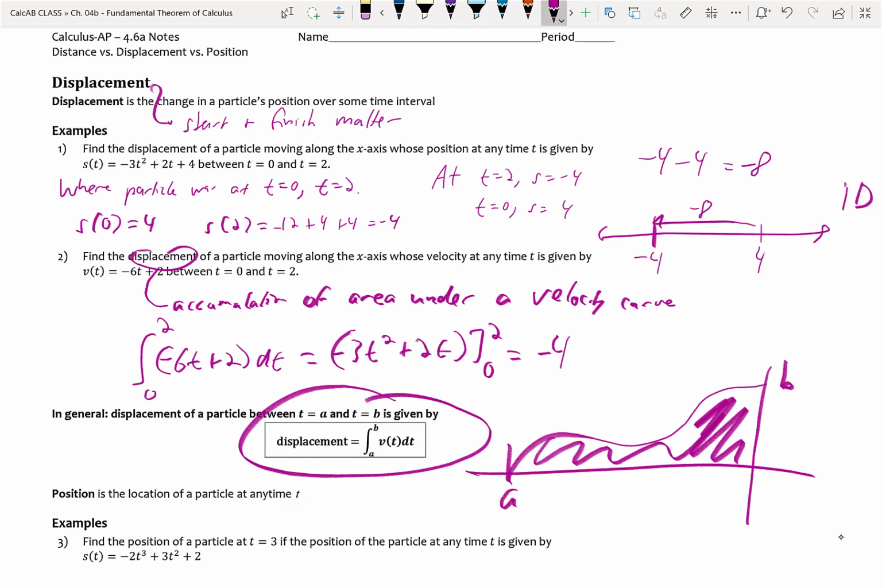So that is displacement. Displacement is affected by negative and positive area. So this is why, what's the displacement of a sine curve? 0. Alex?